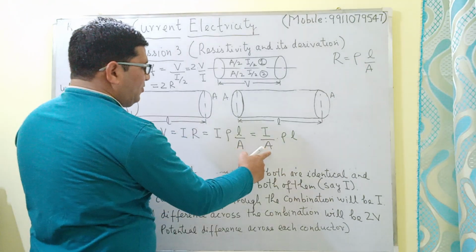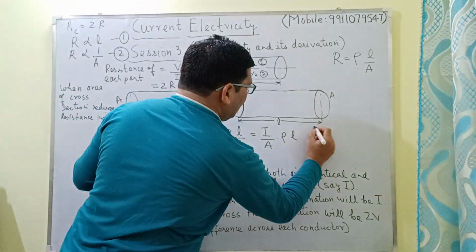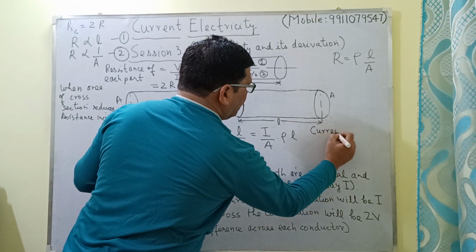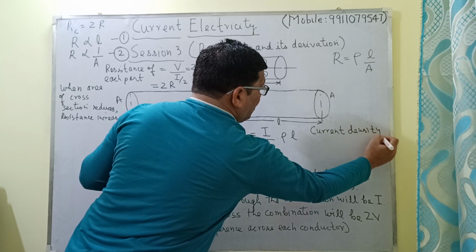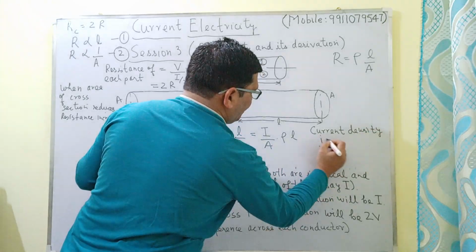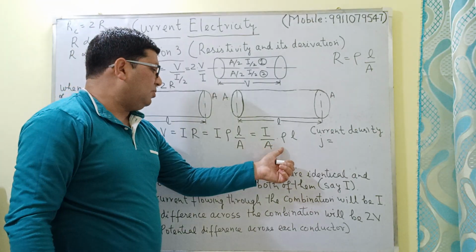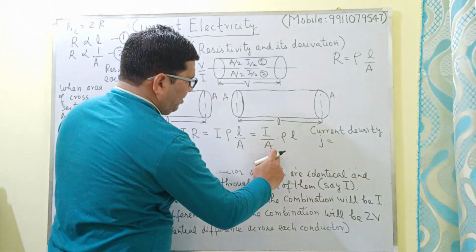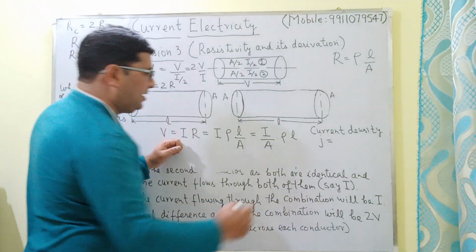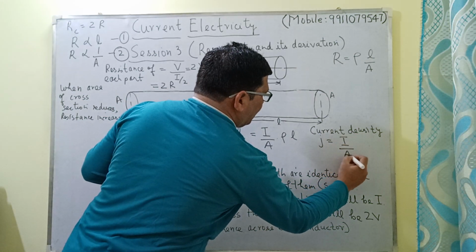Now I upon A is what? This is called the current density. Current density is denoted by J. This is the current flowing through a conductor per unit cross sectional area. That is, it will be equal to I upon A.